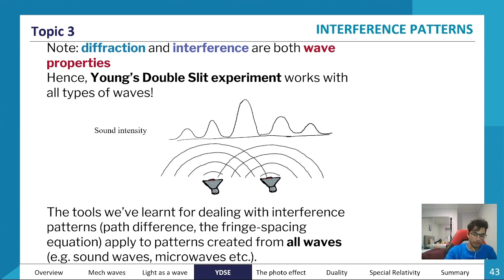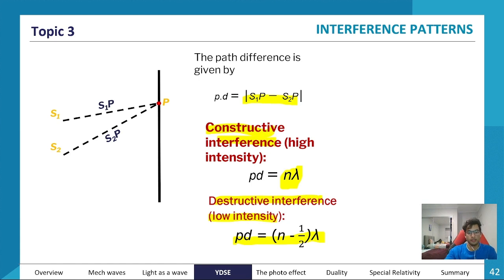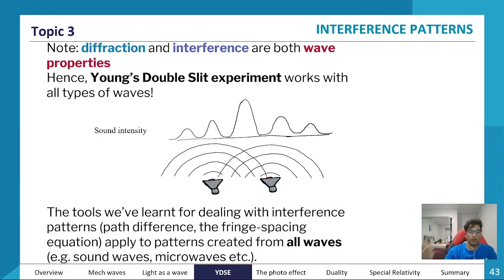The thing is, these two formulas about constructive and destructive interference work with all sorts of waves. It works with every wave. You can do the same sort of experiment, but instead of using light, you can use speakers. If you have two identical speakers set up, playing the same sound, you're going to see the same sort of effect.